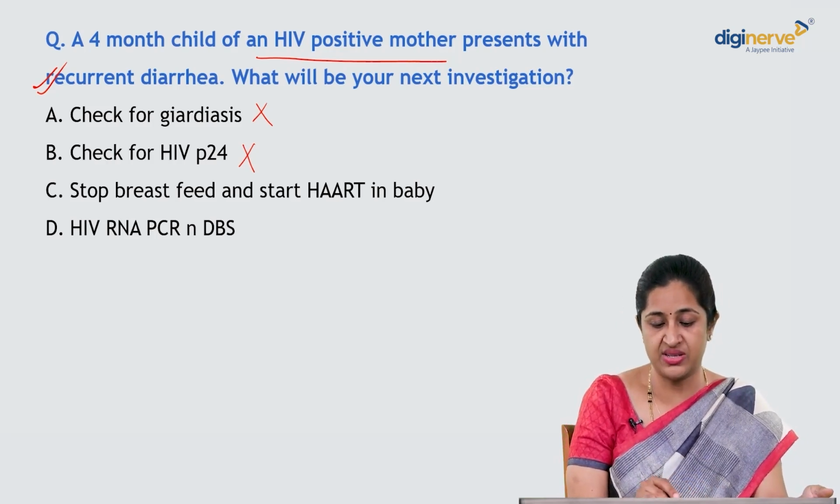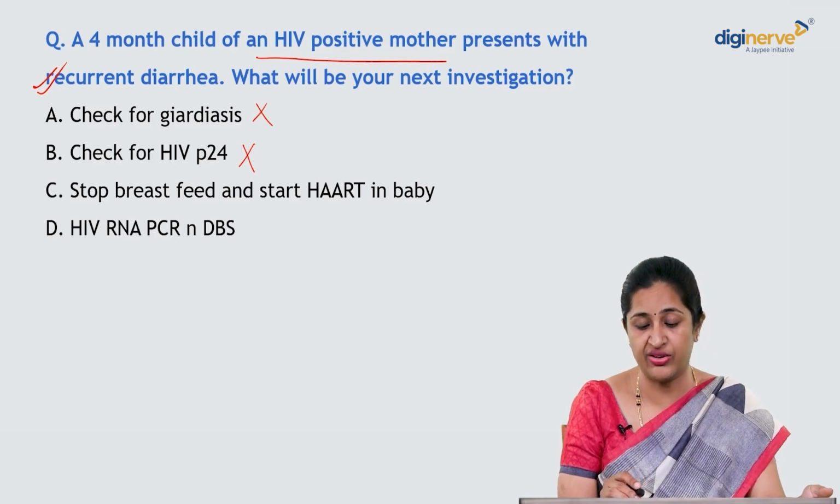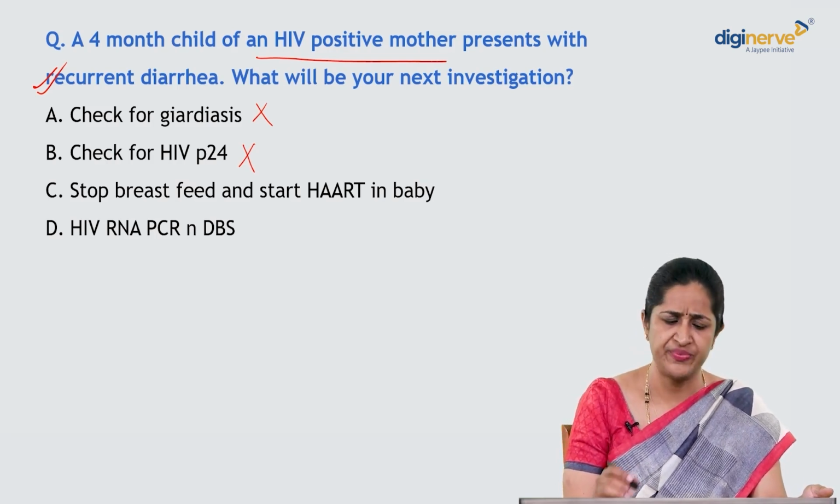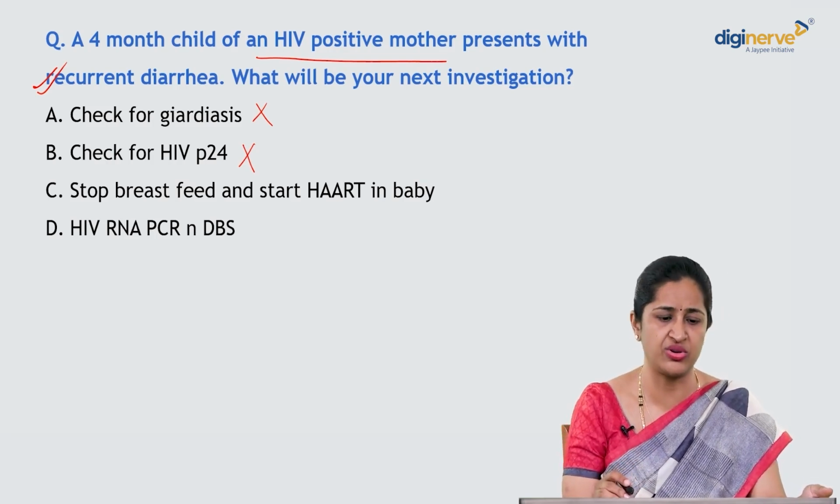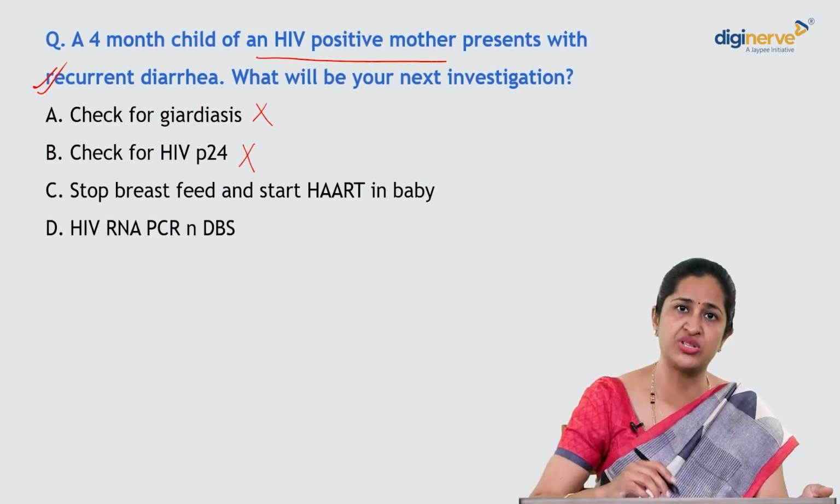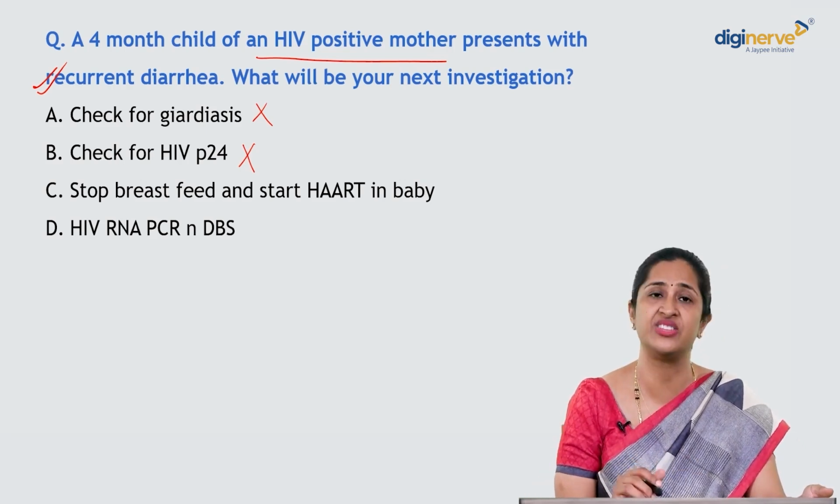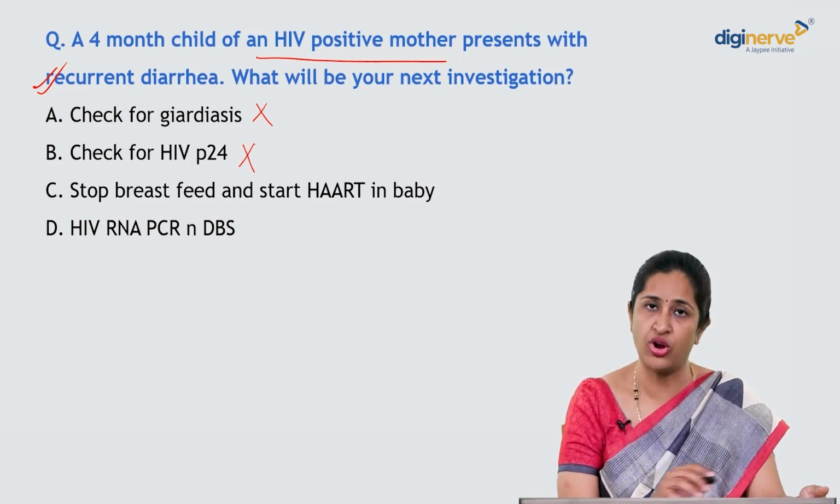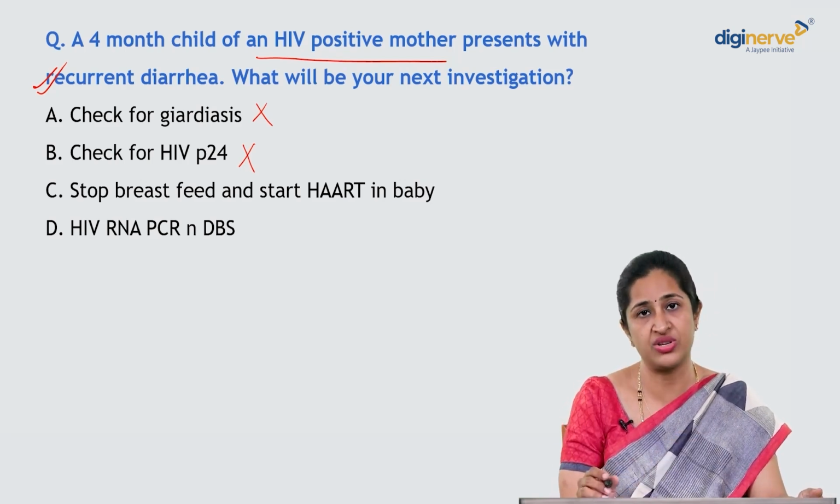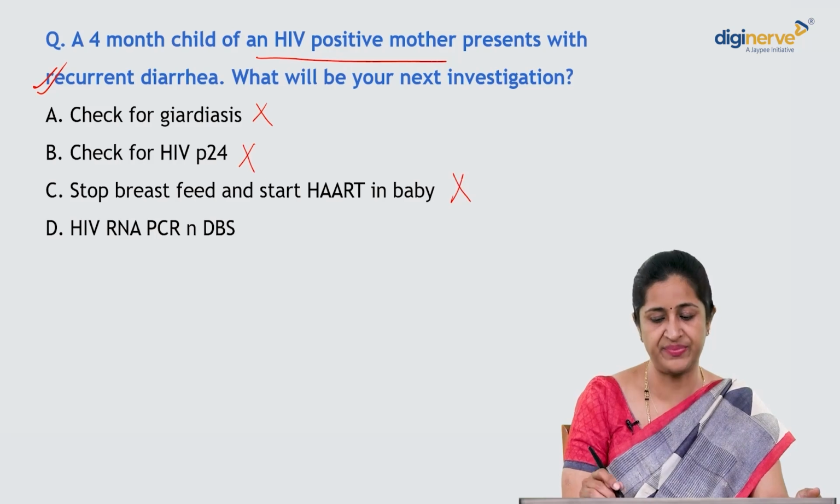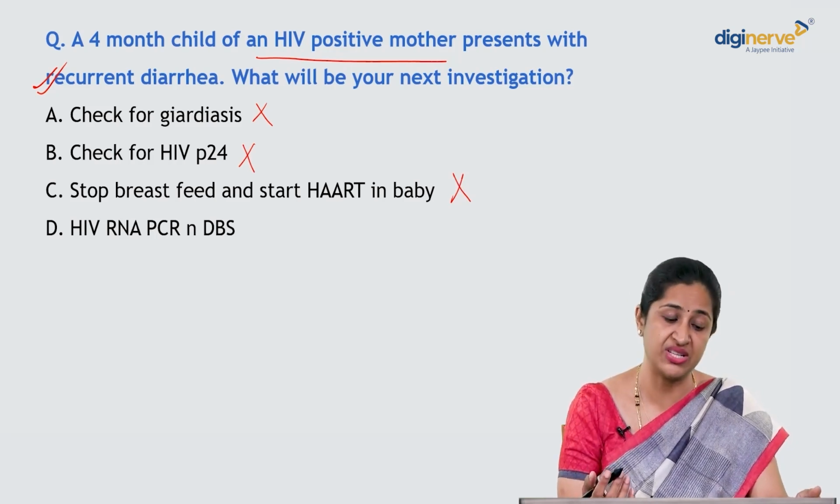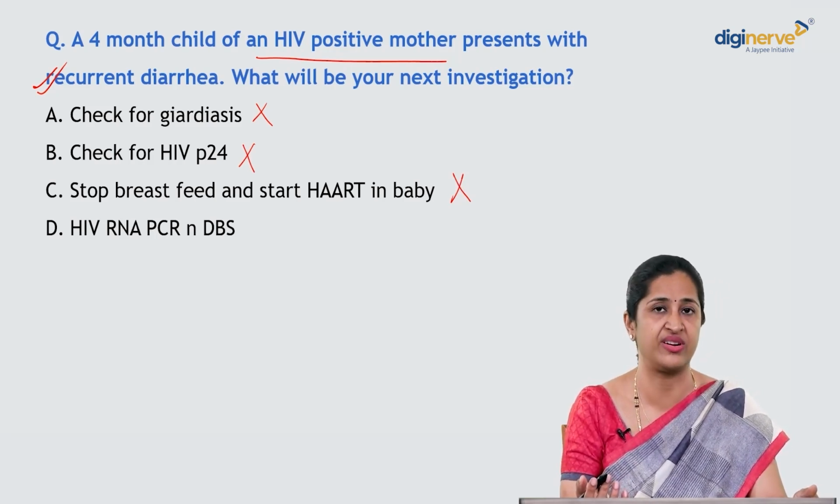Stop breastfeeding and start highly active antiretroviral therapy immediately. No, there is no way to prove an HIV positive child with immunosuppression causing recurrent diarrhea in this child at 4 months. So we are not going to stop breastfeeding and we are not going to start HAART immediately for this baby. Children of HIV positive mothers who are breastfed can also have recurrent diarrhea.